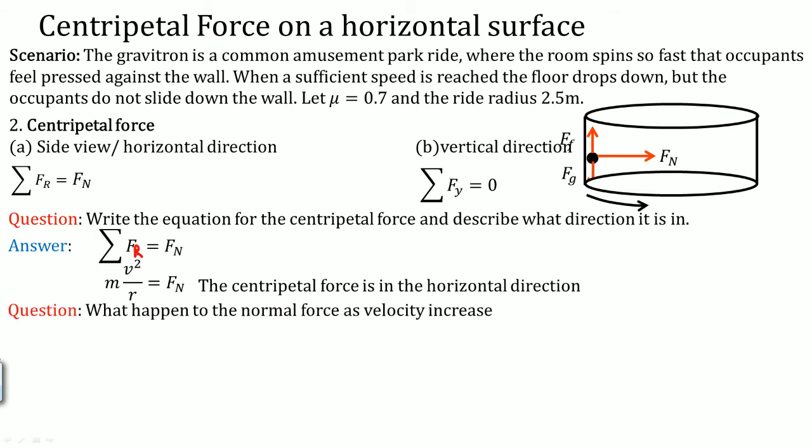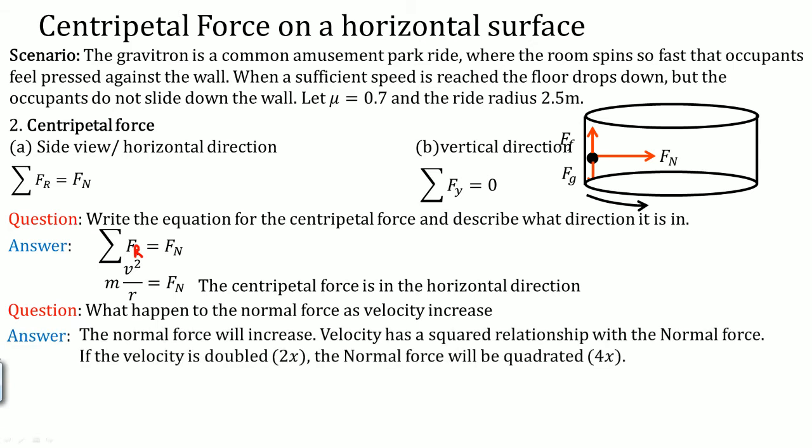So what happens to the normal force as velocity increases? Velocity is on top with the squared. So the answer is the normal force will increase because they're directly proportional. This is on top of the fraction, it goes up, so the normal force is also going to go up. The velocity is squared, which means it's a power of 2 with the normal force. So if velocity here doubles, the normal force would be quadrupled because of this squared term. If you plug in a 2v here, it becomes 4v squared.